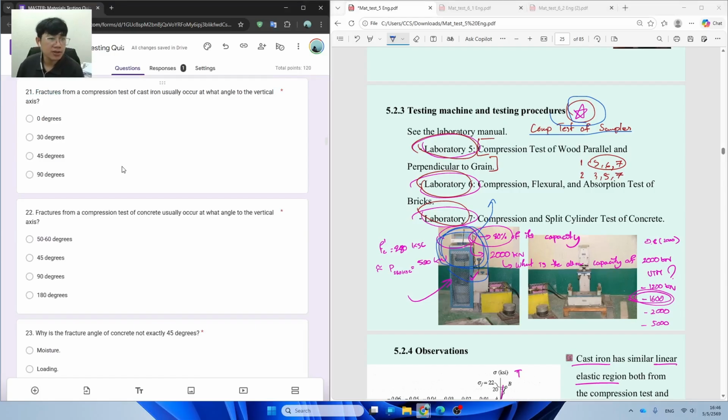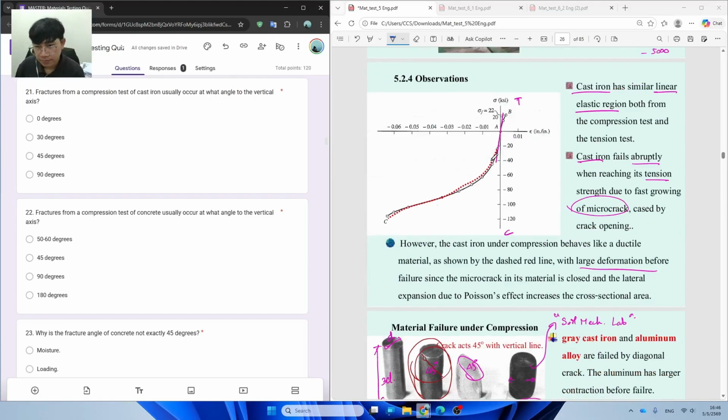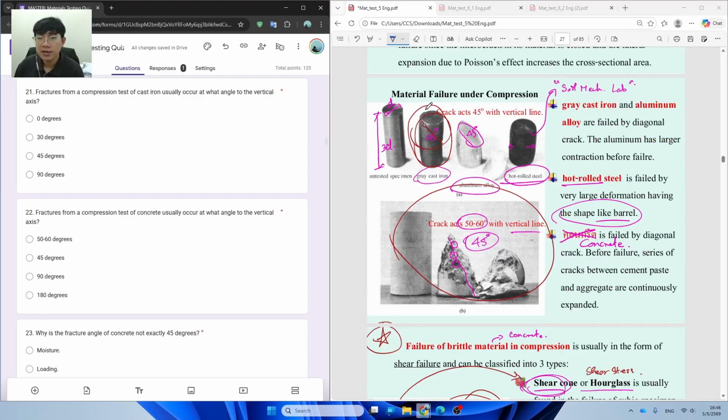Question 21: fractures from the friction test, cast iron usually occur at what angle to the vertical axis? So for the cast iron, it's 45 degrees because it's a homogeneous material. Okay, so it's a hot rolled steel, which means when they manufacture it, they use heat, and then it comes as a homogeneous shape like this.